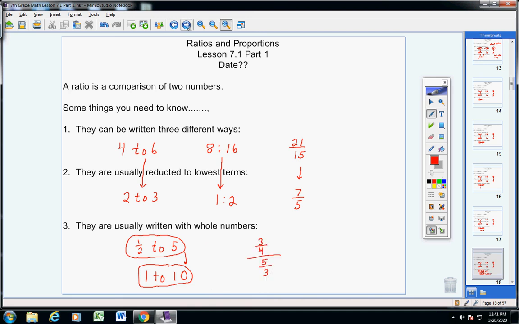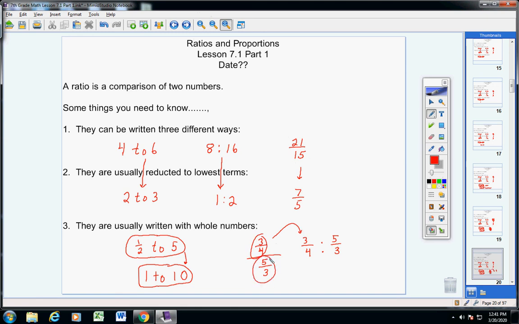All right, so here's a ratio. Let's rewrite this. Notice here it's written in fraction form, like 21 over 15. I have 3/4 over 5/3. So I'm going to rewrite it with a colon. Here's my 3/4 right here.